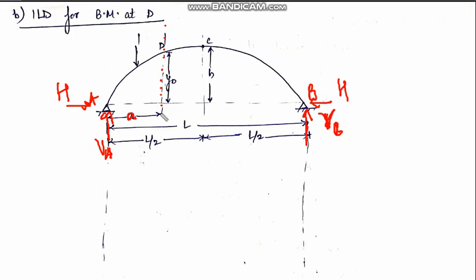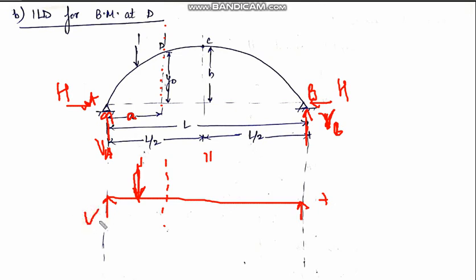See, a 3-hinged arch can be broken down into two parts. One is a simply supported beam. So this is your simply supported beam, this is your section D, and it is subjected to the same loading as the actual arch. These are your vertical reactions VA and VB, plus another arch which is only subjected to a horizontal thrust.